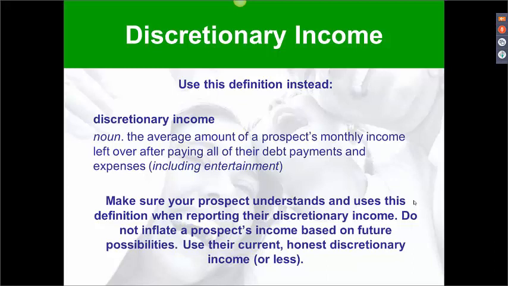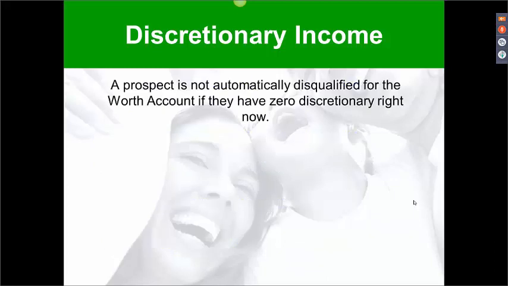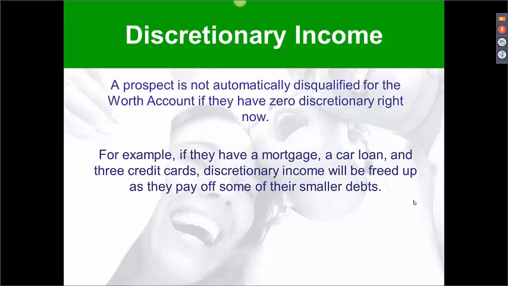Do not inflate a prospect's income based on future possibilities. Use their current, honest discretionary income or less. We would rather give a worst-case scenario than a best-case scenario all day long. A prospect is not automatically disqualified from the program if they have zero discretionary income right now. For example, if they have a mortgage, a car loan, and 3 credit cards, discretionary income will be freed up as they pay off some of their smaller debts.